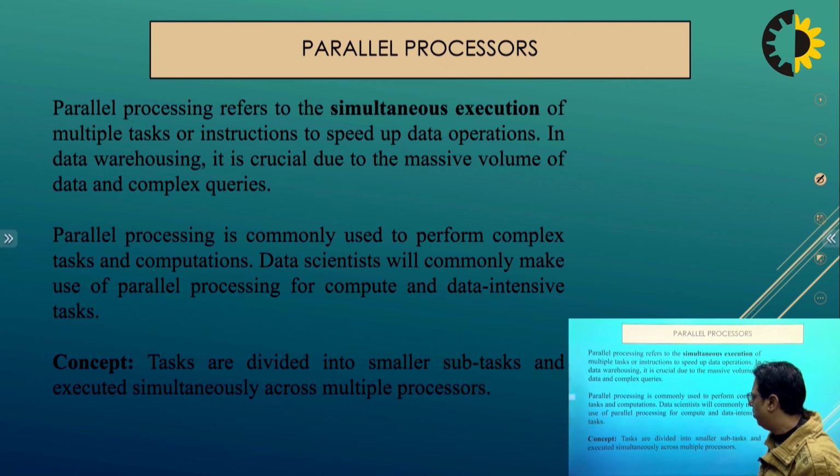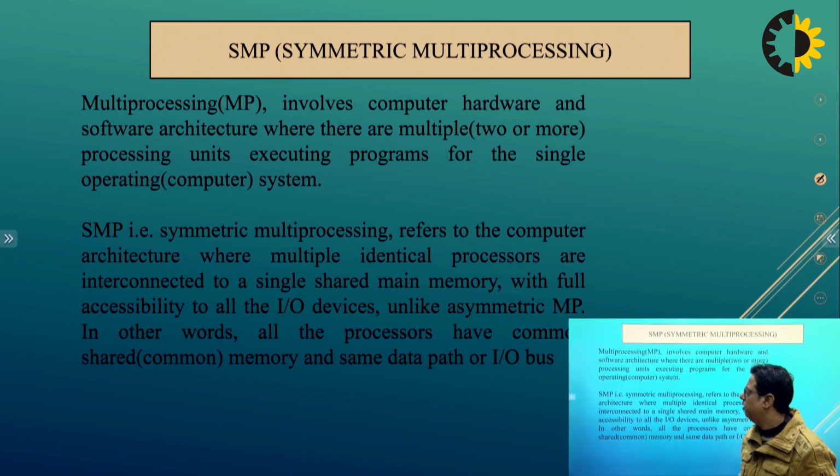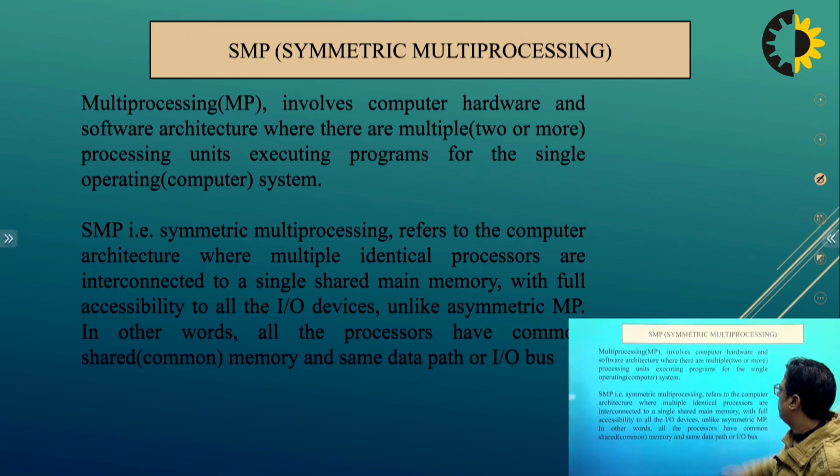What is the concept of parallel processing? Tasks are divided into smaller subtasks and executed simultaneously across multiple processors. Now, symmetric multiprocessing is a type of parallel processing. Multiprocessing involves computer hardware and software architectures where there are multiple processing units executing programs for a single operating system.